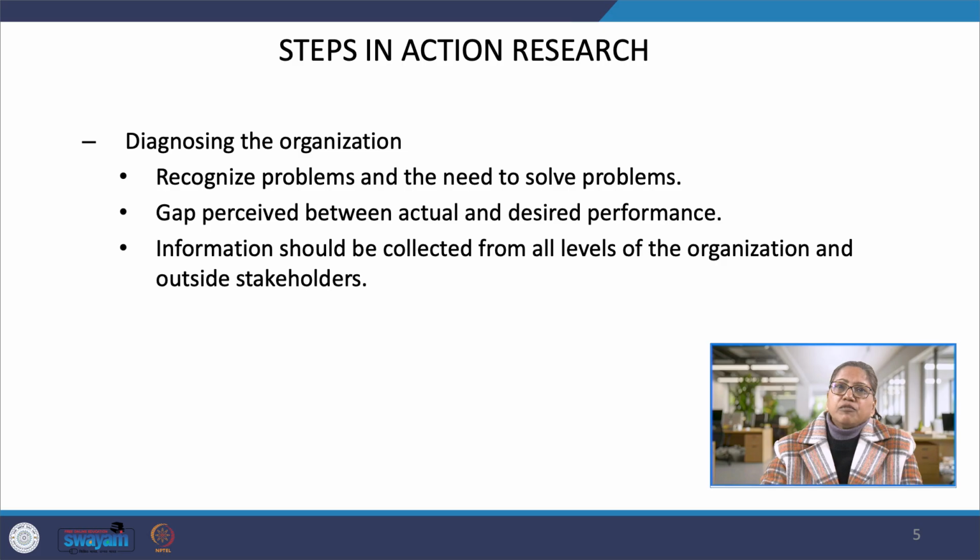Information should be collected from all levels of the organization and from outside stakeholders such as customers and suppliers. Customers can tell you why the project has failed and why a product is not in demand, and suppliers can also tell you where there has been a failure. So, all these issues can be diagnosed.